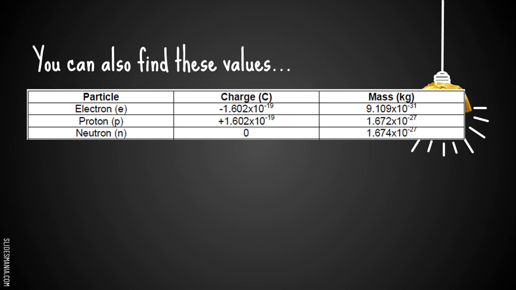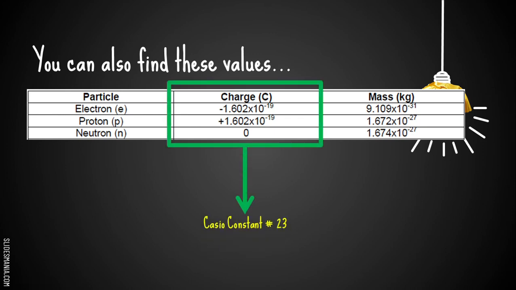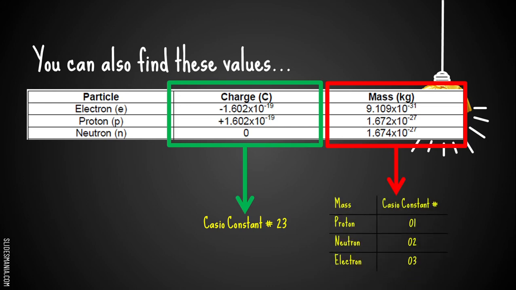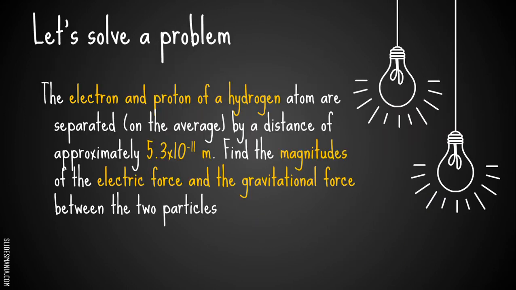Itong charge, yung value ng charge, isa lang naman ito. So, meron pa sa calculator. Casio constant number 23. So, baliktad lang. 32 yung permittivity, tapos 23 yung charge. Tapos, itong masses din meron sa calculator. So, constant 1, 2, 3. Proton, neutron, electron. So, constant 1, 2, 3. So, para hindi nyo na i-memorize yung mga values na yan, meron yan sa calculator.